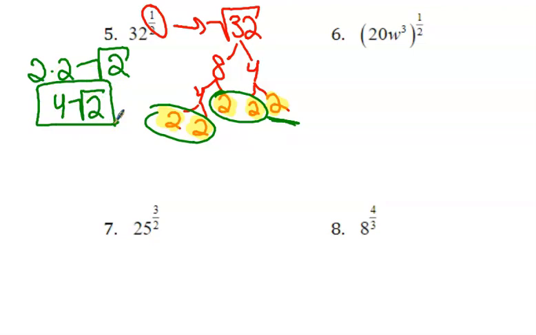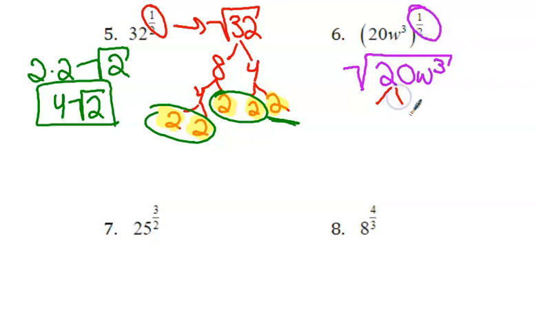All right, the next one. This one looks a little bit more complicated, but again, the same idea with this exponent. So I have square root of 20w to the 3rd. Now let's deal with the 20 first. So I have 4 and 5. What goes into 4? 2 and 2.